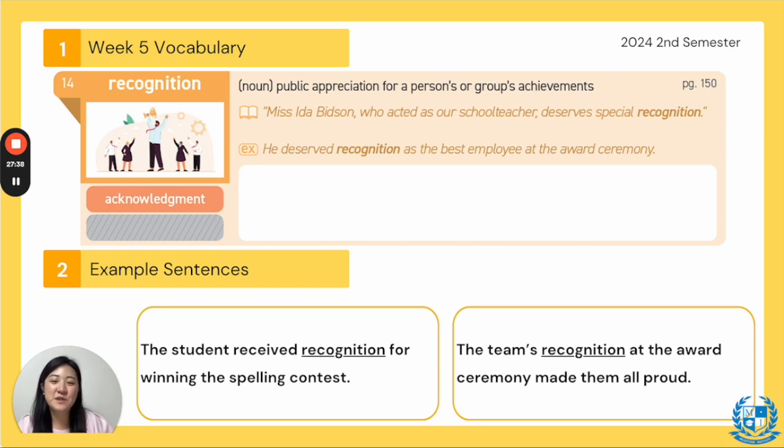It says, the student received recognition for winning the spelling contest. So again, maybe they brought out an award and they said, Kimberly, you have won the spelling bee for matching all of the spelling. Good job. In front of everybody. That is recognition. Next, the team's recognition at the award ceremony made them all proud. Yes, I know that sometimes it could be a bit embarrassing, but getting some recognition does make you feel good.